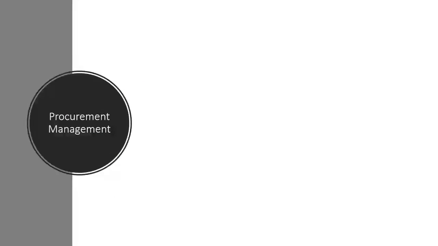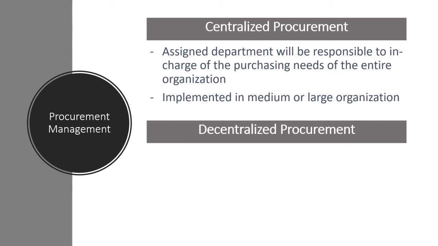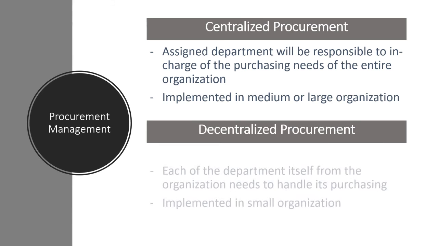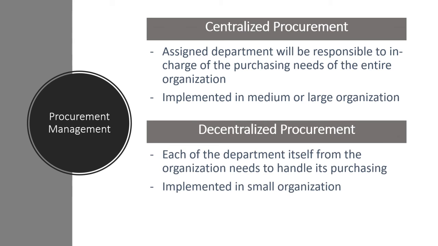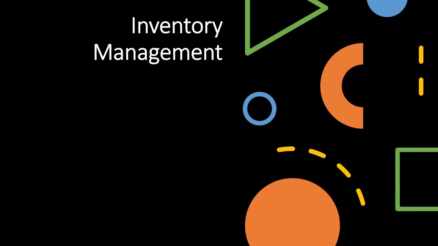Other than that, procurement management can be classified into two categories, that is centralized procurement and decentralized procurement. Centralized procurement will be implemented in medium or large organizations. However, decentralized procurement will only be implemented in small organizations, because each of the departments in the organization needs to handle their own purchasing of goods. In centralized procurement, the purchasing of goods for the entire organization will be handled by an assigned department. Furthermore, good procurement management will involve the phases of the process as shown below. Next, we will proceed to inventory management.